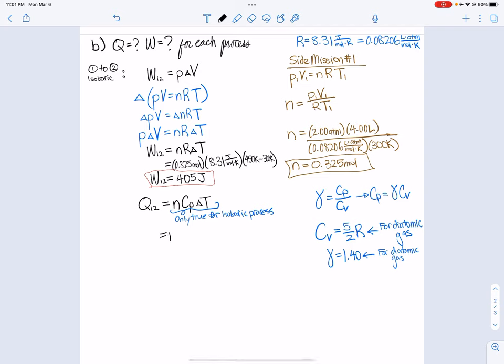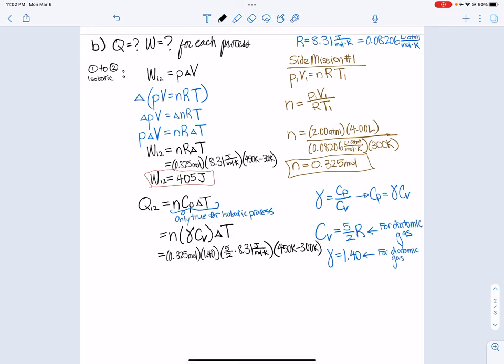So instead of Cp, I'm going to say N multiplied by gamma Cv, the ratio of molar heat capacities times the molar heat capacity for constant volume times delta T, okay? So N is equal to 0.325 moles. Gamma is equal to 1.40. Cv is equal to 5 over 2 R, and in this case, I'm going to use this value of R, 8.31 joules per mole Kelvin, multiplied by the change in temperature, which in this case, again, is 450 K minus 300 Kelvin.